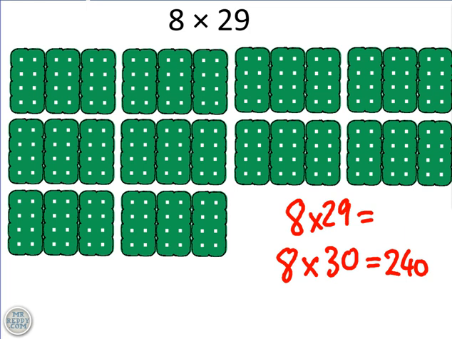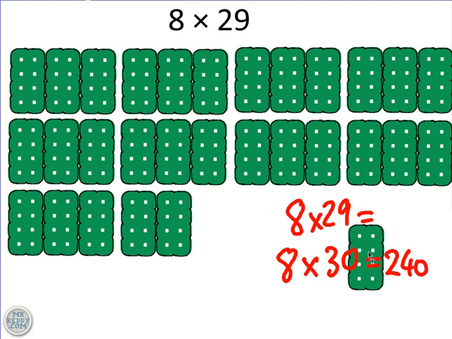Well, if we know that 30 lots of 8 make 240, 29 lots of 8 are going to make one less lot of 8 than 240. In other words, I'll need to subtract 8, one lot of 8, away from 240. I can do that one in my head. 240 take away 8 is 232.